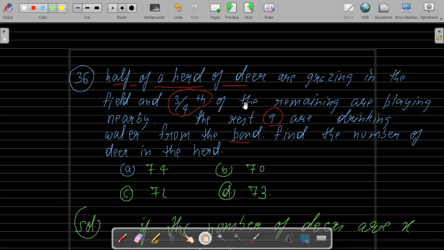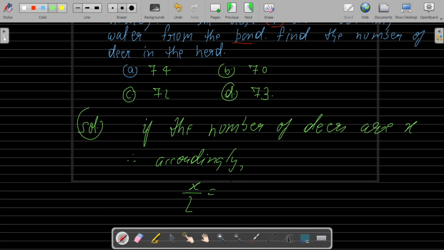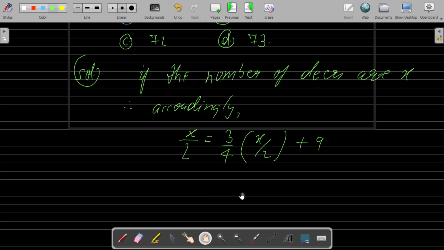and 3/4 of the remaining, so the other half will be 3 by 4 of x by 2. And also 9 are there which are drinking water from the pond. So this will be the mathematical expression to solve this equation. Through this equation we will determine the value of deers.